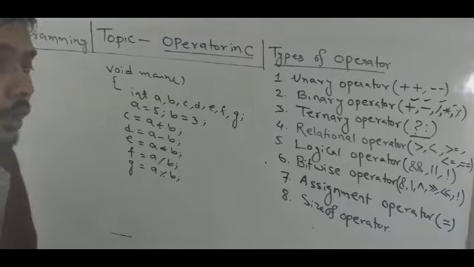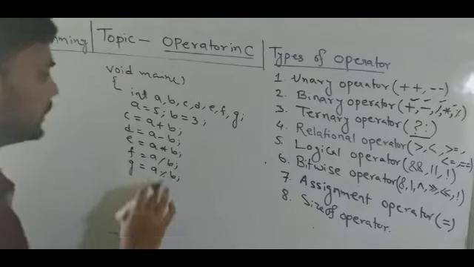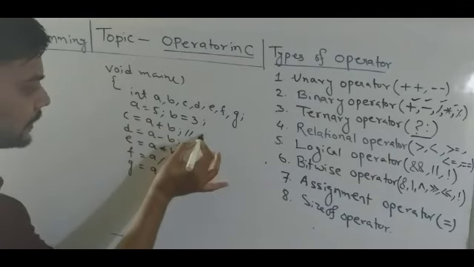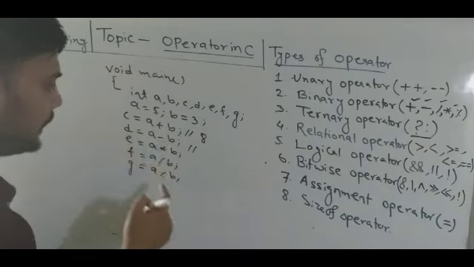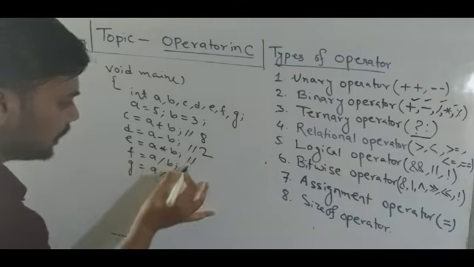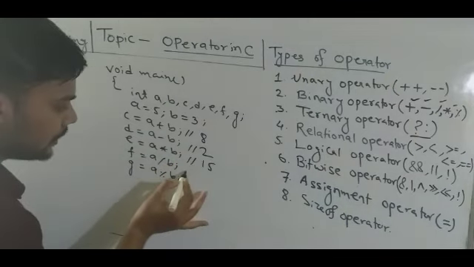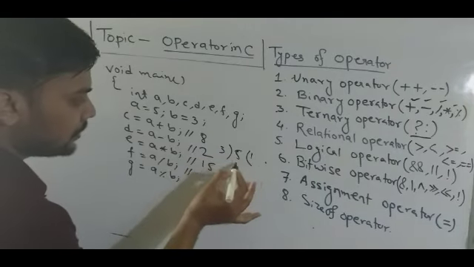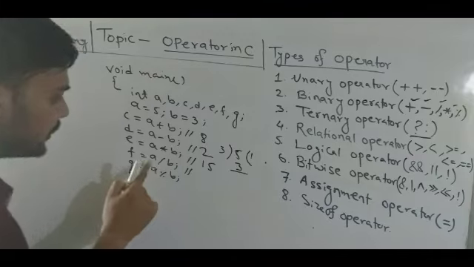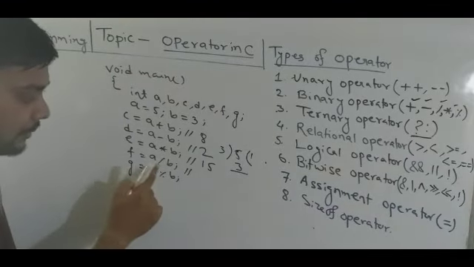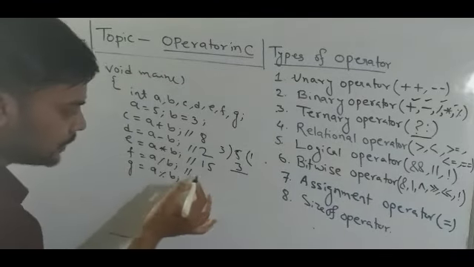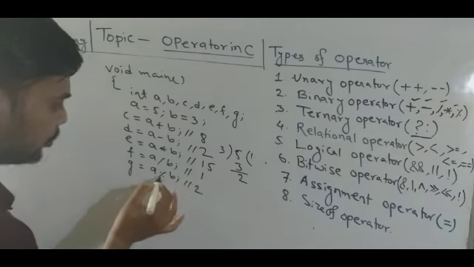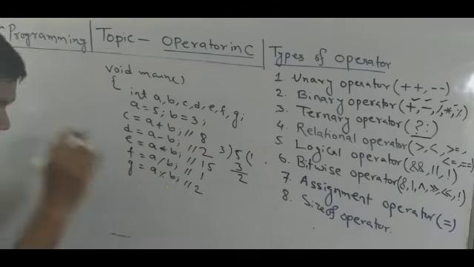Those all operators are called binary operators. That means it is a simple addition: if we add 5 and 3, it will be 8, the subtraction will be 2, and the multiplication will be 15, and 5 divided by 3. That means if we use the divide operator, it gives the quotient value, that is 1, and the modulo or remainder operator gives the remainder value, that is 2.